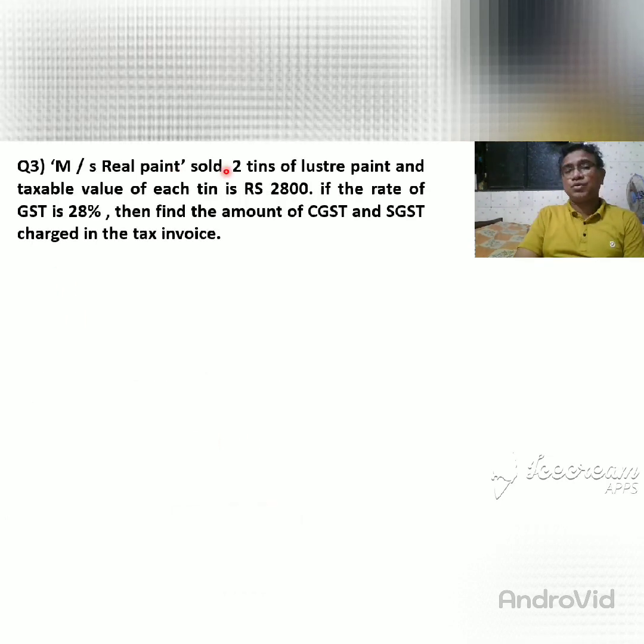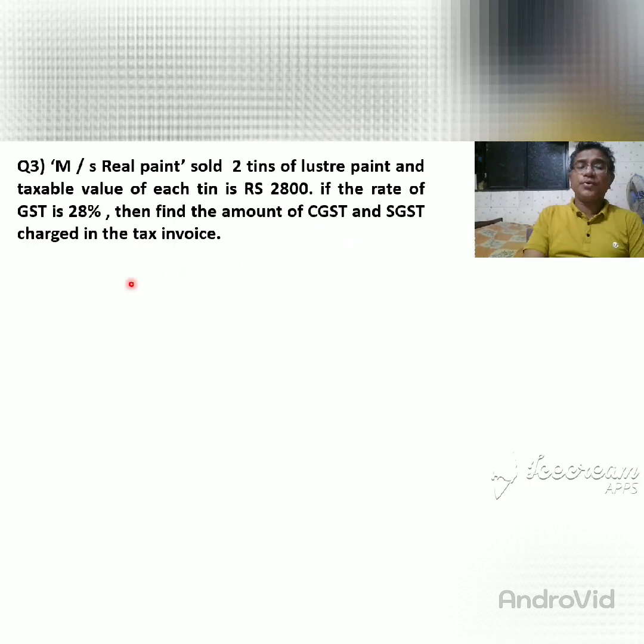Ms. Real Paint sold 2 tins of luster paint and the taxable value of each tin is 2800. So one tin value is 2800. How many tins did he purchase? 2 tins he purchased. So you can find out the taxable amount of 2 tins. If the rate of GST is 28%, then find out the amount of CGST and SGST.